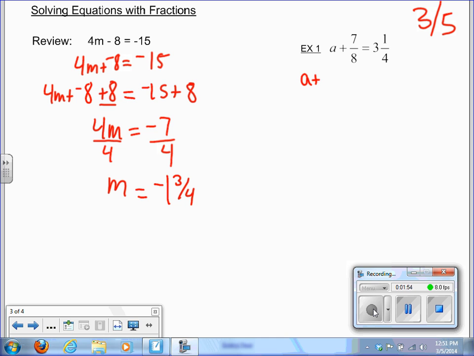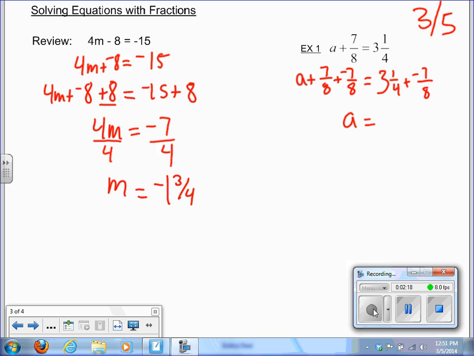Do you want to give me my next line? Okay, a plus 7/8 plus negative 7/8 equals 3 1/4 plus negative 7/8. Good. So 7/8 plus negative 7/8 leaves me with a over here, but we have a problem now. We have 3 1/4 plus negative 7/8.